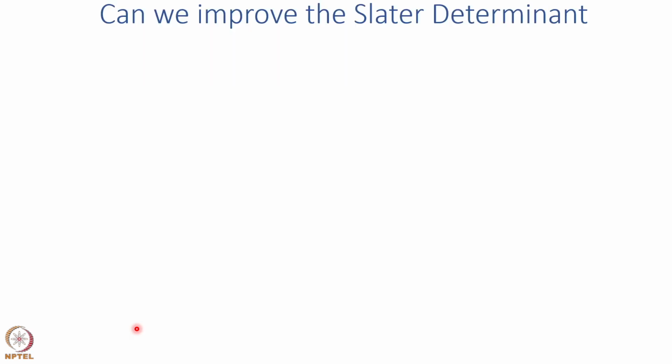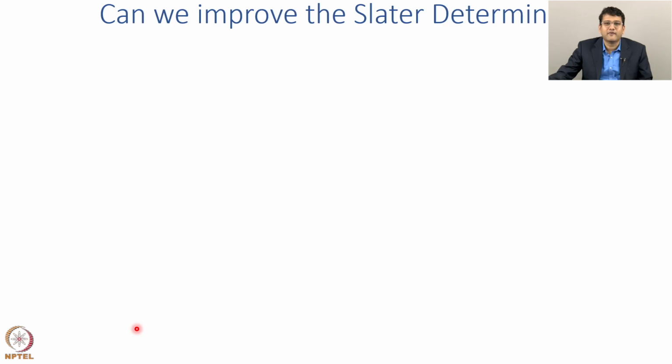Now, I can take any Slater determinant in principle, and I am saying that if I do the Hartree-Fock, I will get the best possible single determinant. Then the question is, let us say if I take an arbitrary Slater determinant, how can I improve on that Slater determinant? Let us try to first understand it physically.